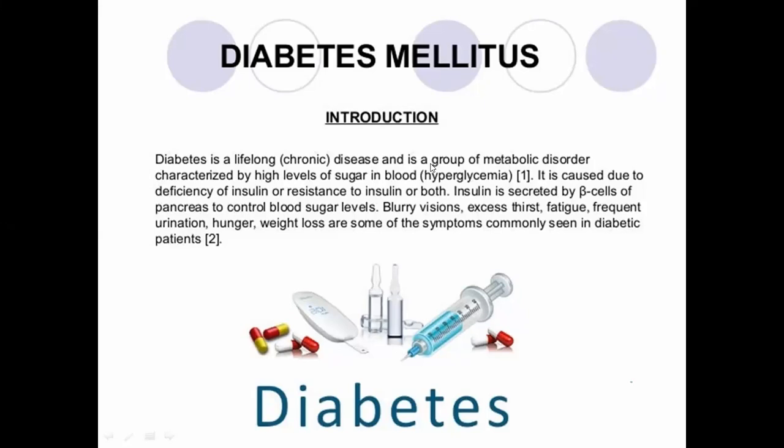Insulin is secreted in which cells? Beta cells of islets of Langerhans of pancreas. So what is the function of insulin? Role of insulin: maintain the sugar level. When it is secreted or released, it regulates the body energy supply and also regulates the sugar level in the body.